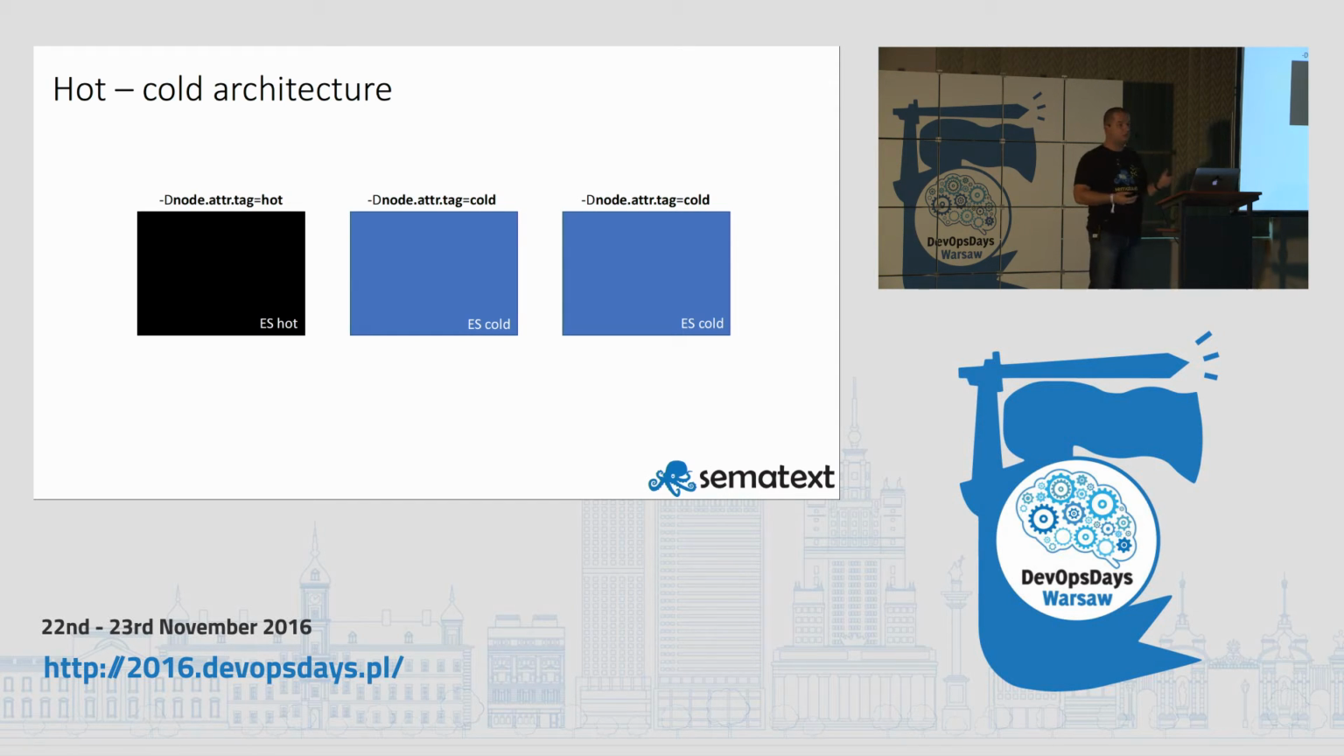Then the cold nodes are more like an archive. They will run long-running searches. They will do all the extensive operations on the archive data, for example, 90 days worth of data. You can run them by specifying a node attribute tag in Elasticsearch 5.0, or node tag in the previous Elasticsearch versions, or just include that property in your configuration, depending on what you would like to do better for your organization.